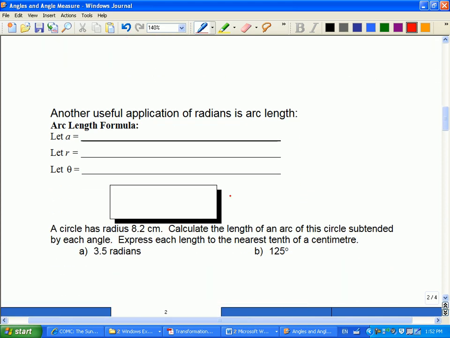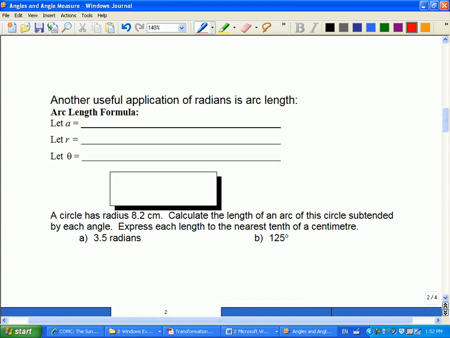Okay. So we can use radians for things like arc length. Okay, so A is going to be the arc length. R is going to be the radius of the circle, and theta is the angle. And here's the tricky part. It's always in radians.